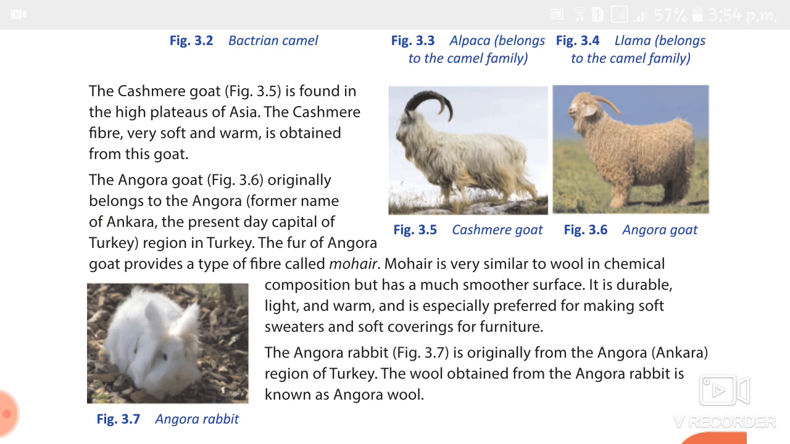Here we studied about wool, characteristics of wool, history of wool, and rearing of sheep. Next we studied about wool from other animals: camel wool, the Bactrian camel, the alpaca and llama, the Kashmir goat and the Angora goat, then the Angora rabbit, and then yak wool.